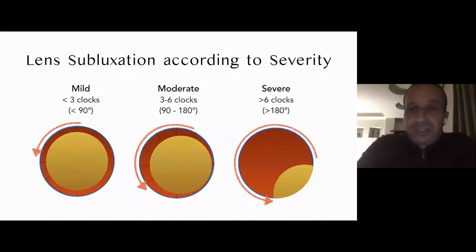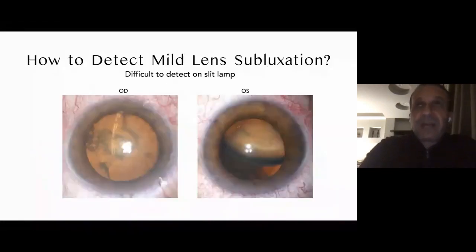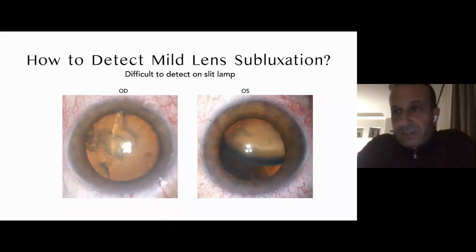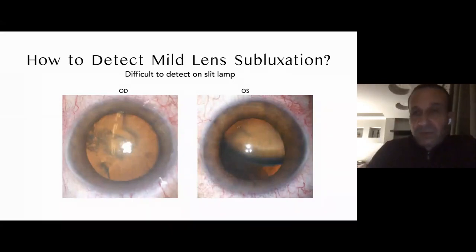You can see the diagnosis of moderate and severe lens subluxation can be made easily during slit lamp examination before the surgery, but sometimes detection of mild lens subluxation might be very tricky because the lens looks like a normal lens or a normal cataract. So it's very important to predict and to detect mild lens subluxation during slit lamp examination before the surgery in order to be prepared for the consequences of lens subluxation during phacoemulsification.